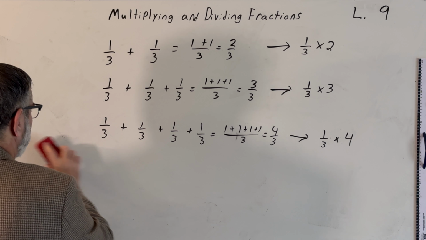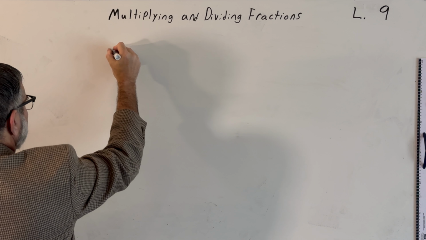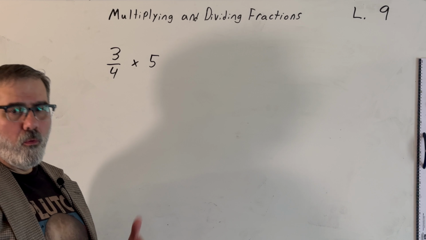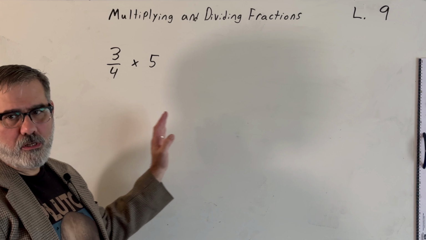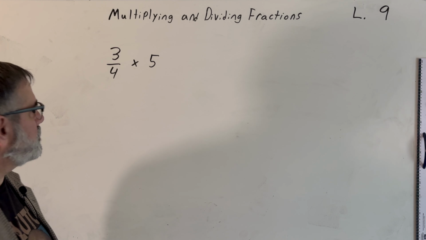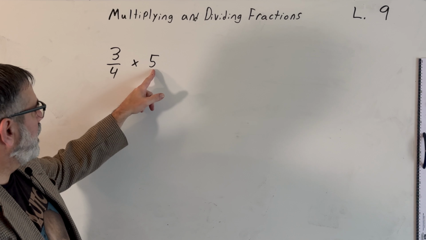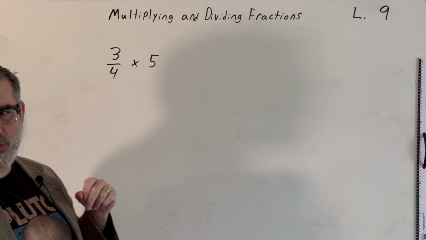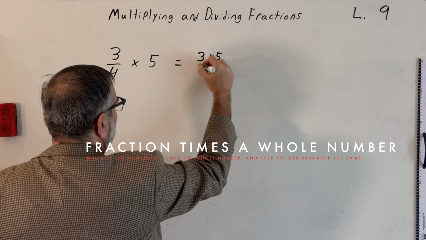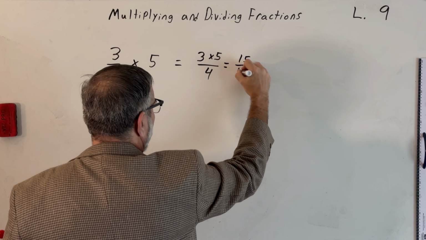So let's try an example and see how this works for us. Let's take a fraction like 3/4 and multiply it times the whole number 5. Well, we know what it means. It means we're going to add 3/4 plus 3/4 plus 3/4 plus 3/4 plus 3/4. It's adding the same fraction 5 times. But from what we just saw, it looks like we can just simply multiply the numerator times the whole number and keep the denominator the same. So this is just 3 times 5 over 4, which of course is 15 over 4.